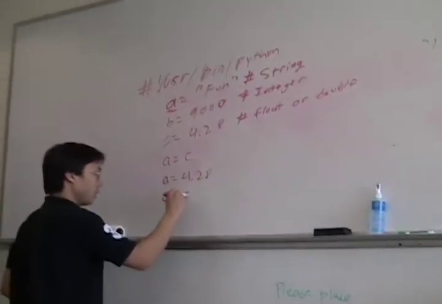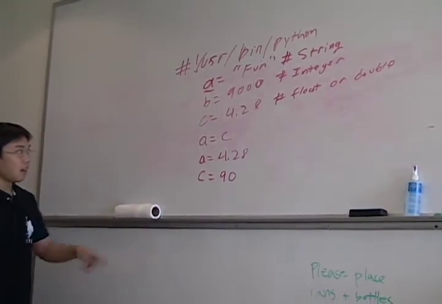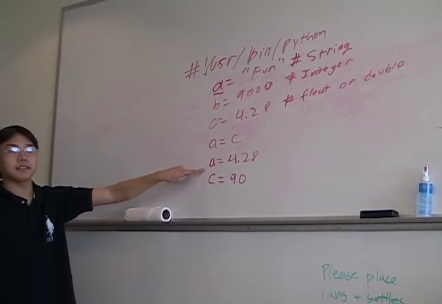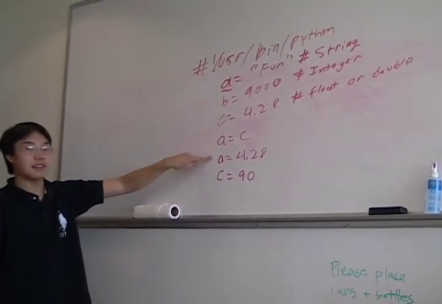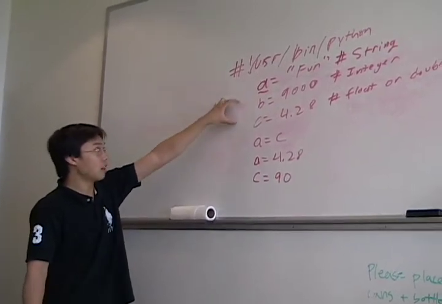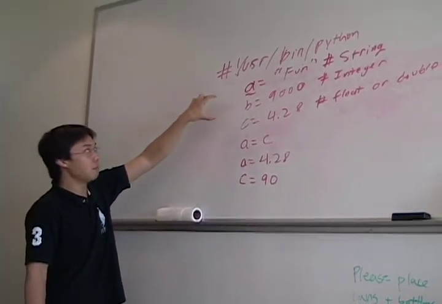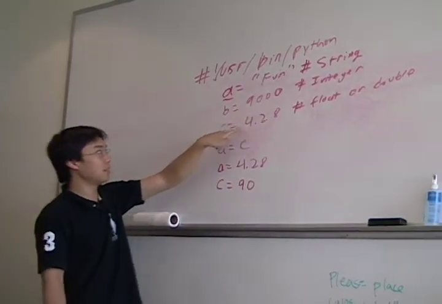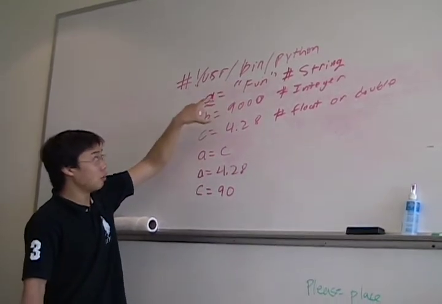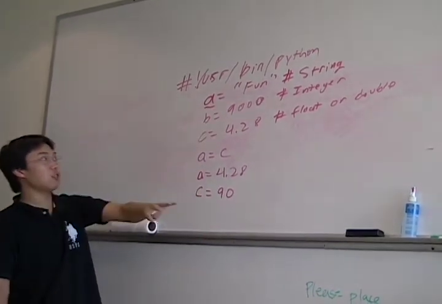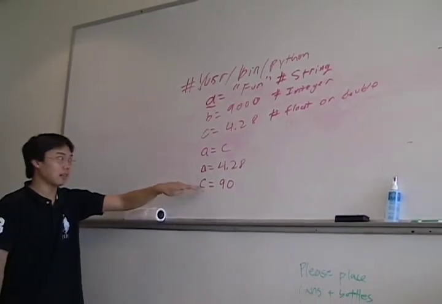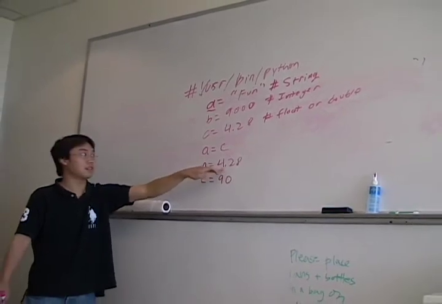What if I do this? C is equal to 90. C will be overwritten with an integer, but what about A? Would it still be 4.28? Yes, it does. It still remains, it's just a copy. What you guys should know is that in every programming language, these represent primitive data types. String represents an object, but the primitive data types just basically make a copy, and so if this guy has been overwritten, A will remain the same. We'll still keep C's value.